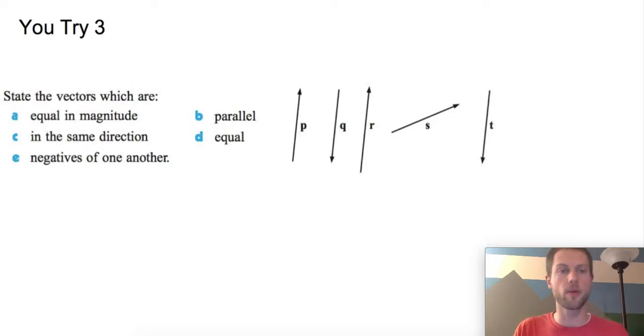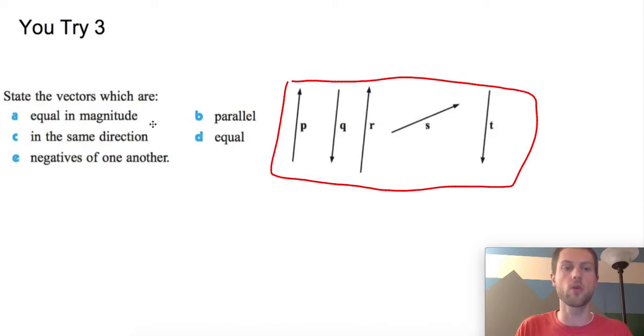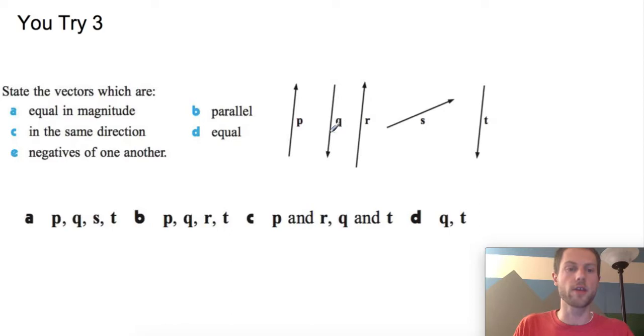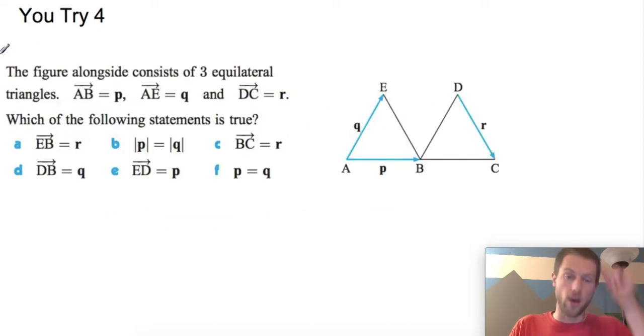So here's an example that I'd like you to try. Pause the video and read this question, and from these given vectors, see what is equal, same direction, all this stuff right here. So give this problem a shot. All right, the answers here are listed below, so take a look at those, see if you got the same thing. We've got one more you try.